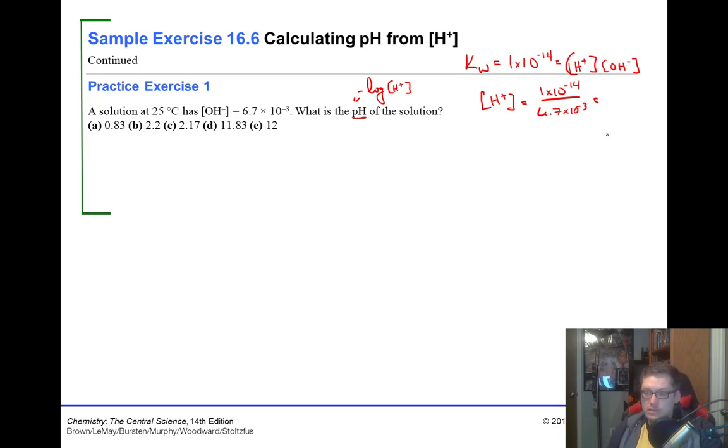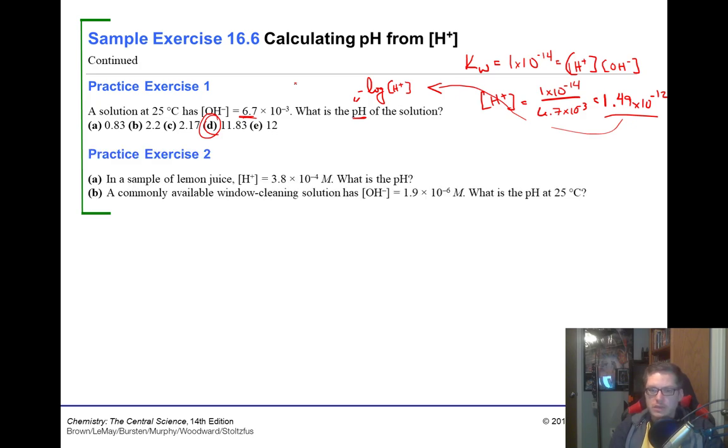So we got a hydrogen ion concentration of 1.49 times 10 to the minus 12th. And then we'll plug that value in here, right? So we'll take the negative log of our answer. And I got 11.826, all right? And this has 2 sig figs, so our answer should be 11.83, which is that guy right there. And it says, we got 2 practice problems here.